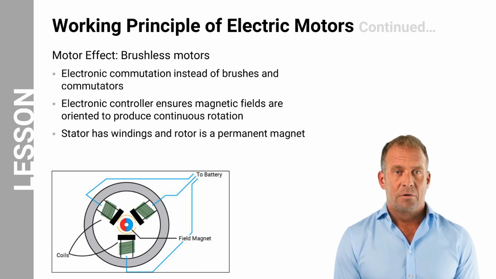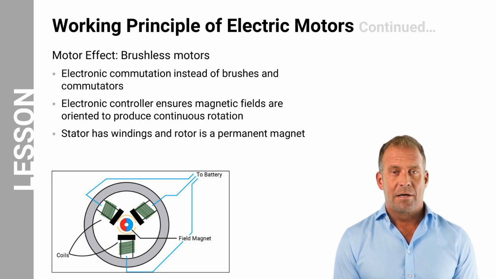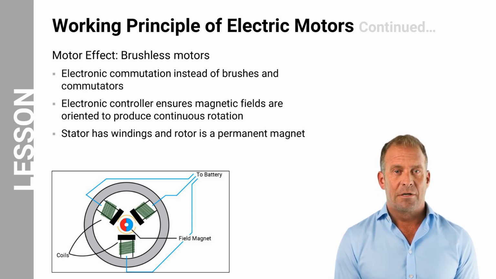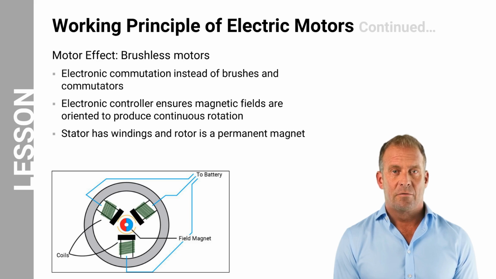In brushless motors, the motor effect is achieved through electronic commutation rather than using brushes and commutators. An electronic controller in the system ensures that the magnetic fields are consistently oriented to produce continuous rotation. The physical structure of a brushless motor differs from its brushed counterpart, with the stator containing the windings or electromagnets and the rotor consisting of permanent magnets.